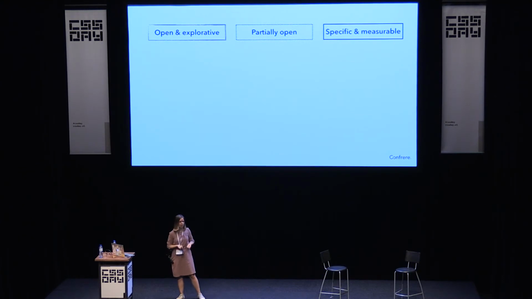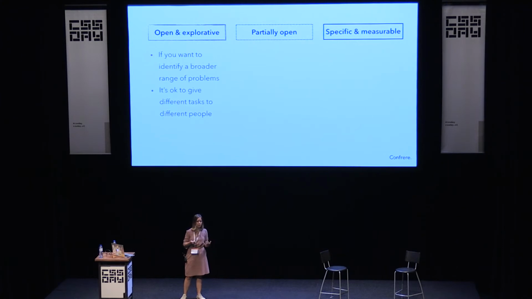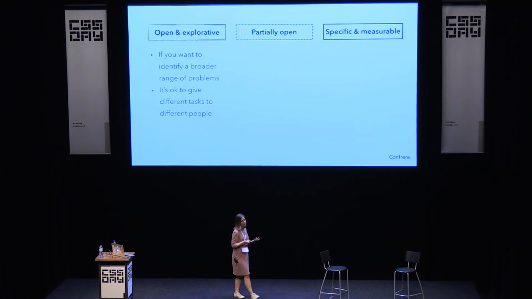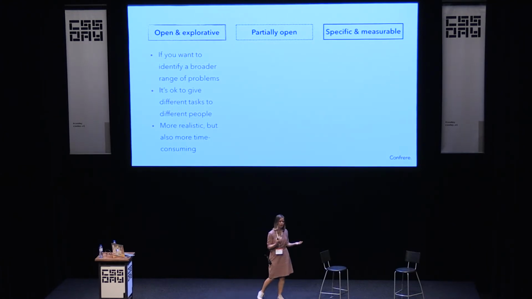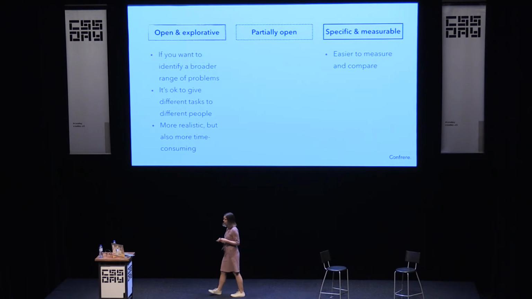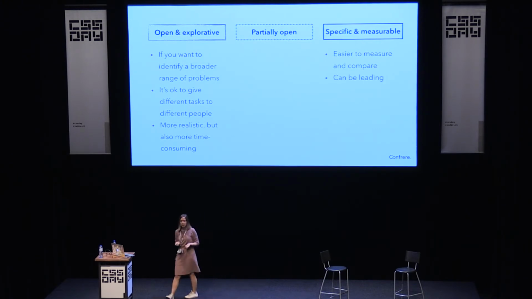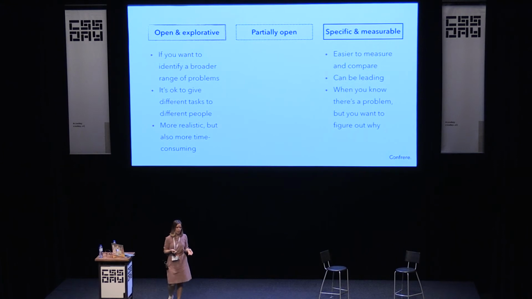If it's open and more explorative, you can identify a broader range of problems. But it's going to be harder to compare between the different people. But it's okay to give different tasks to different people, because it makes it a lot more realistic, but it's also more time-consuming, because you're wandering all over the web and just trying to understand. It's always more like user research than user testing. If you want to get more specific, it's easier to measure and compare, but it can be leading. But it's really useful when you know there's a problem and you want to figure out why.